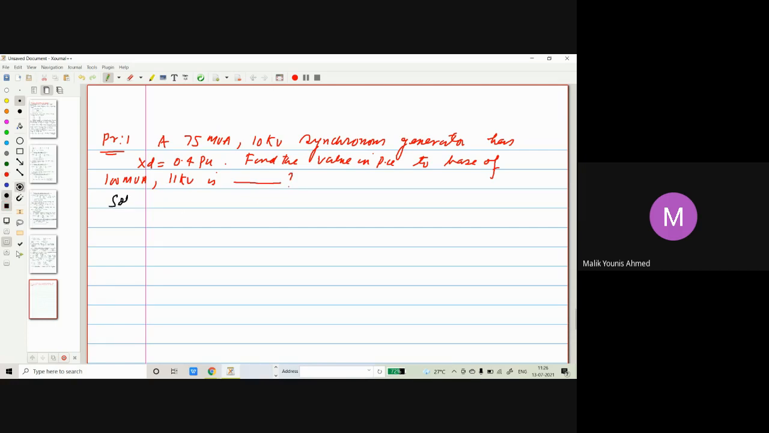I'll repeat this question again. A 75 MVA, 10 kV synchronous generator has a direct axis transient reactance in per unit of 0.54. On a new base, given to you as 100 MVA, the complex power base, and the voltage base of 11 kV, you have to find the value in per unit. That means you have to find the impedance, here it will be the reactance, Xd new. This is Xd old, this is Xd new. So we can write here the ratings of the synchronous generator given to us.